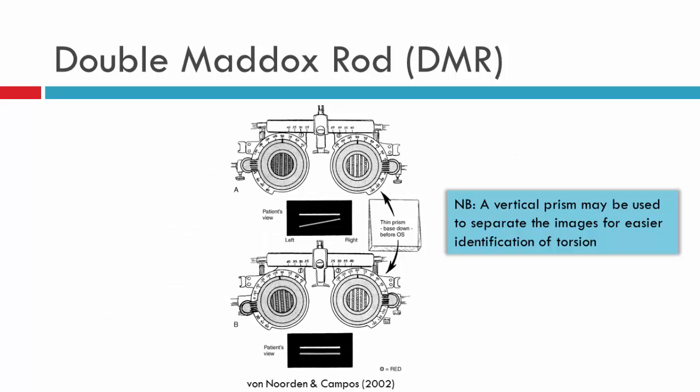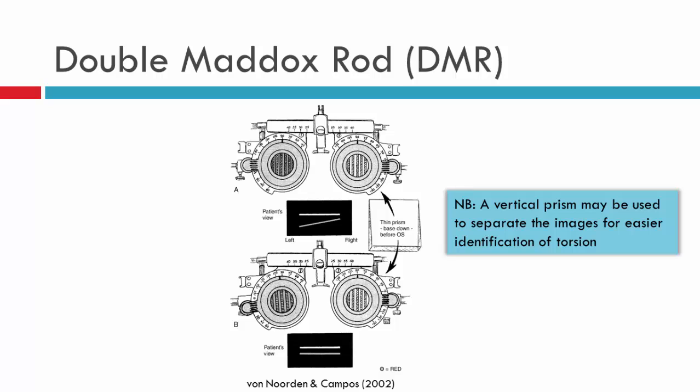One more thing to note about the Maddox rod or the double Maddox rod. If the images are not significantly vertically displaced, it can be difficult for your patient to try and make those two lines parallel as they'll overlap. So you are able to put prisms behind the Maddox rod to create a greater distinction or a greater space between those two vertical lines.